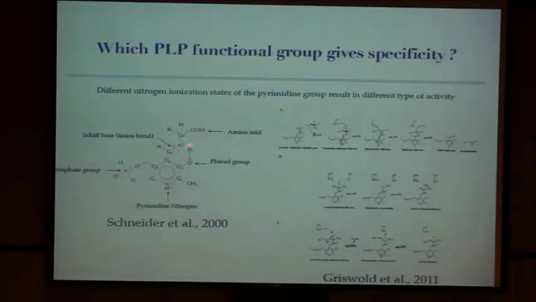But in other studies, they understand that not only is this phenol group necessary, because in other cases you have this phenol group ionized, but they change the state of the pyrimidine nitrogen, and you don't have activity like transaminase. You have other kinds of activities. In this study, they compare three kinds of enzymes that are PLP dependent.